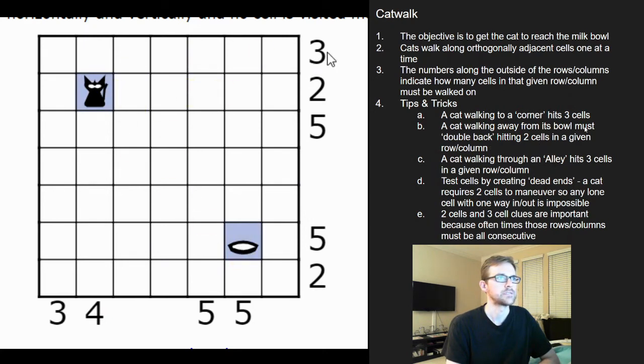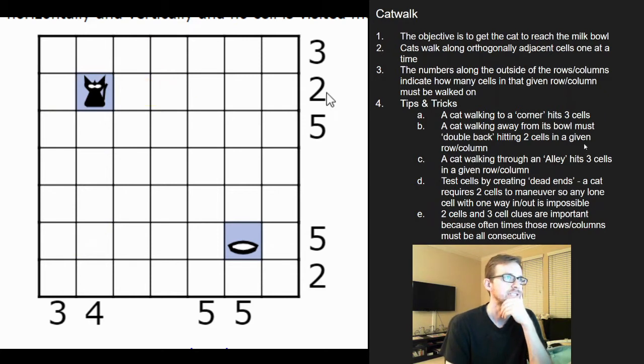Now this 3 is interesting because it's away from the bowl, so I'm going to have to go up, and then there 3 are going to have to be consecutive, because I can't go up, move over 1, then down, and then come back and revisit it. So I'm going to have to have the 3 in a row. And then the same thing with this 3 on this side. It's the same idea.